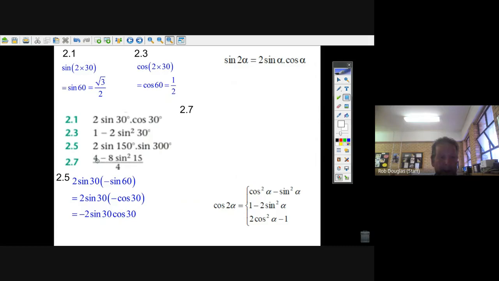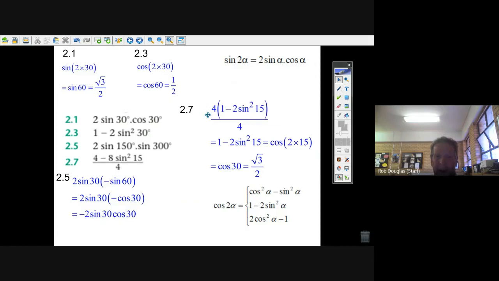But let's look at the last one. This one is 4 minus 8 sine squared 15 over 4. If I factor 4 out of there, I'm going to have 4 times 1 minus 2 sine squared 15, and I'm going to have a 4 on the bottom. Ooh, that's going to be nice because the 4s will cancel. Now 1 minus 2 sine squared 15 just doubles up and becomes the cosine of twice that angle. So it's the cosine of 30 degrees, which is really root 3 over 2.